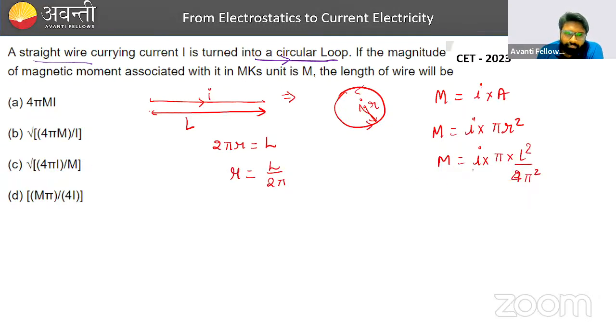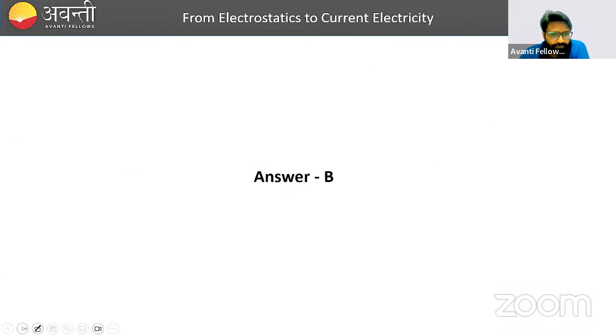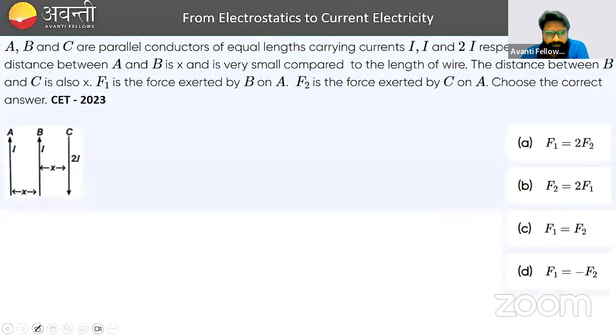Here, if you multiply, pi and pi will cancel out, one power. So it is 4 pi M divided by I equals L square. So L here would become the square root of 4 pi M divided by I. Okay, now look, option B is matching our answer, square root of 4 pi M upon I. Clear? Any kind of doubt, guys? Yes or no? Answer B is correct.